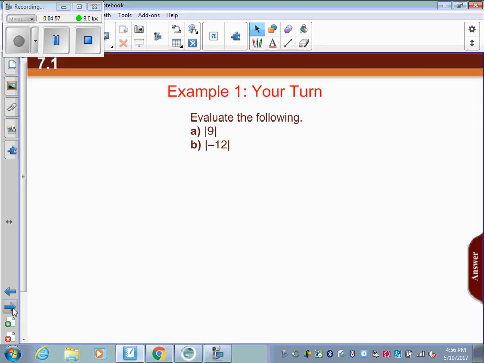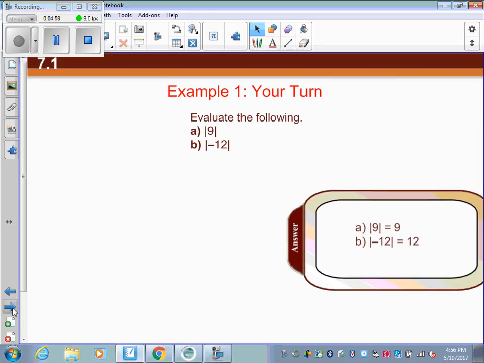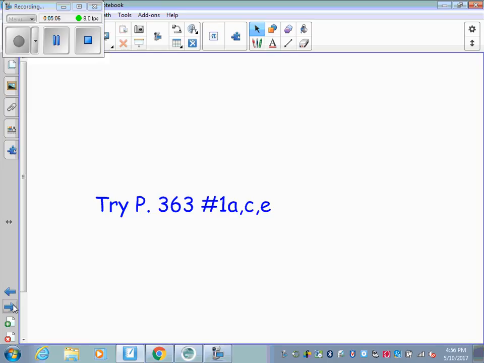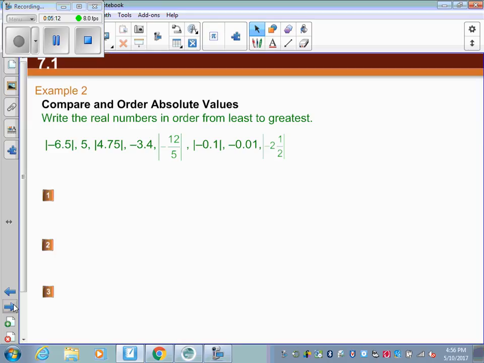And your answer is... questions, you can try some from the book. And we'll keep moving along.